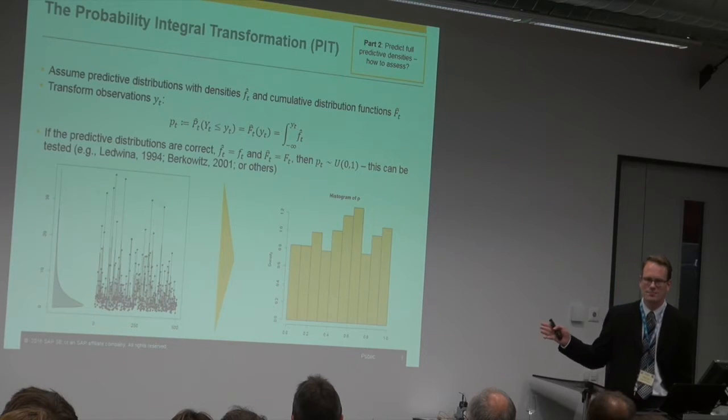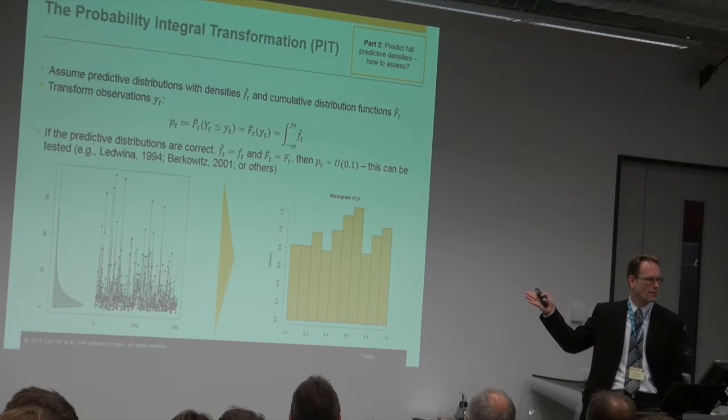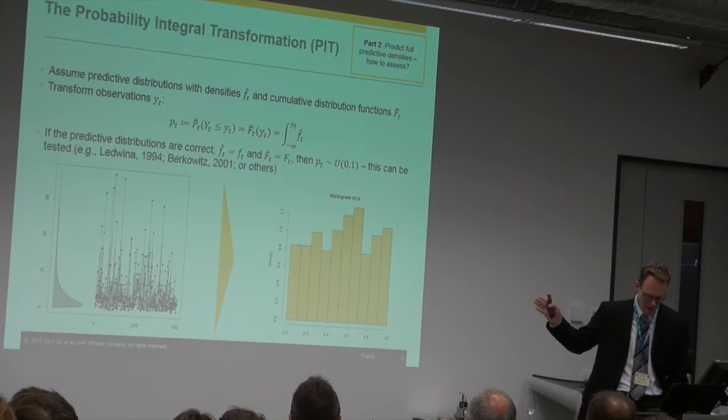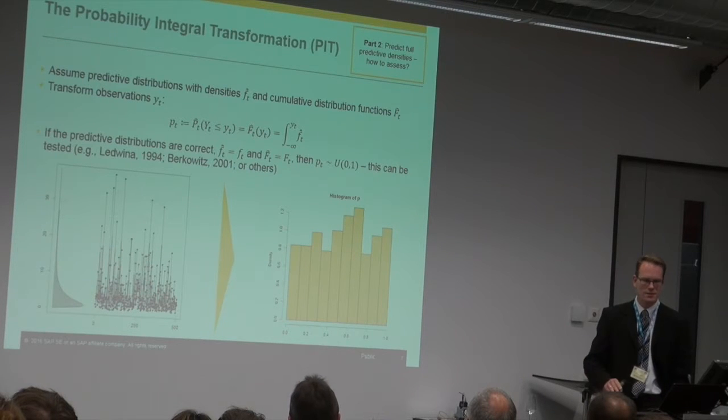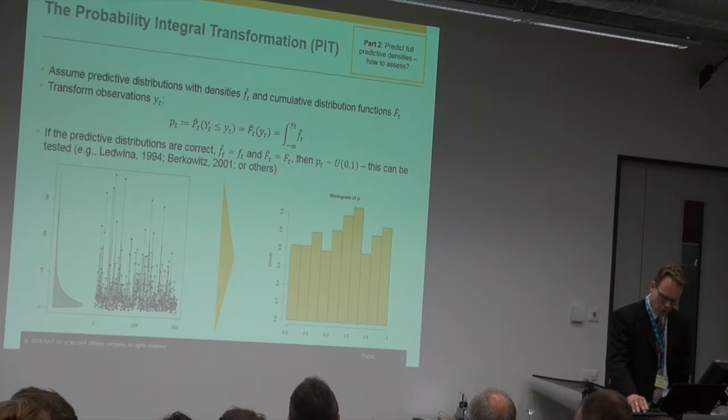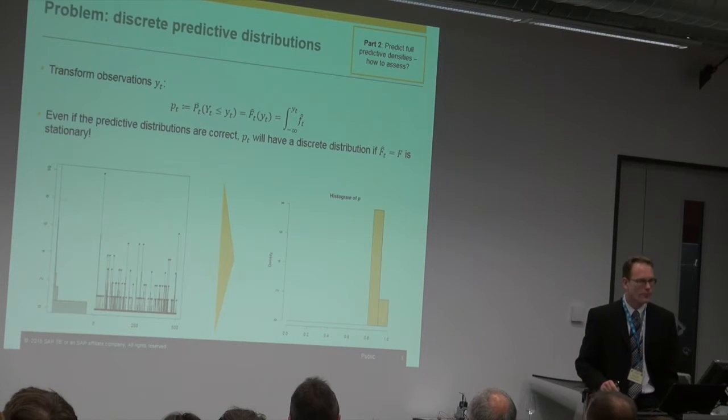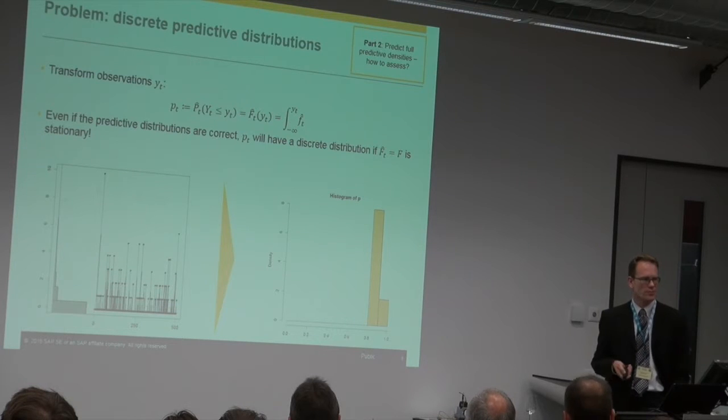It's so wonderful that it's been used for 20 years, something like that, in the finance literature. Everybody there uses this. It's wonderful. Much less used in supply chain or other forecasting approaches. And why? Well, we have one problem with discrete predictive distributions.